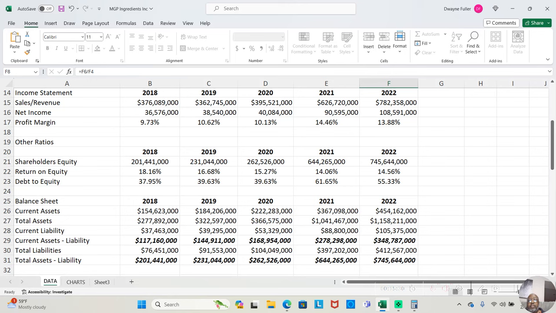Then in 2022, they increased even more with sales and revenue. $782,358,000 and retained $108,591,000 after paying all expenses for a profit margin of 13.88%. So their profit margin is increasing over the last 5 years, and their sales and revenue increasing dramatically over those last 5 years from 376 million to 782 million.